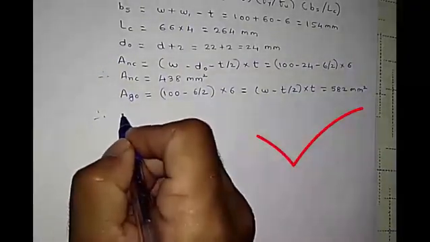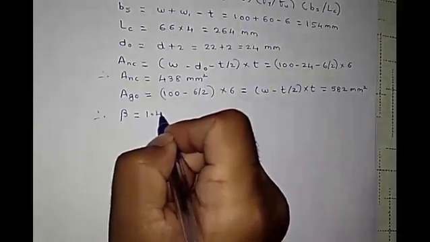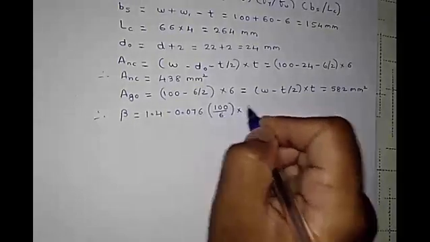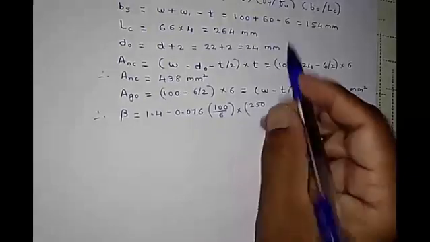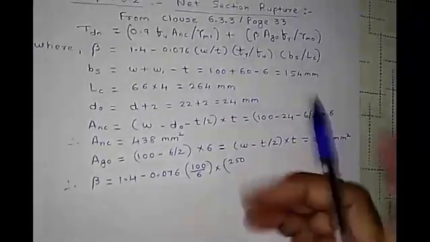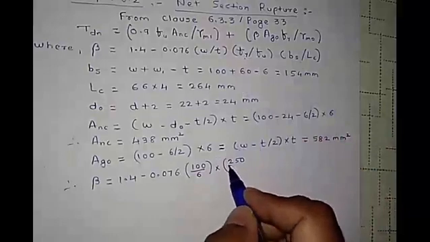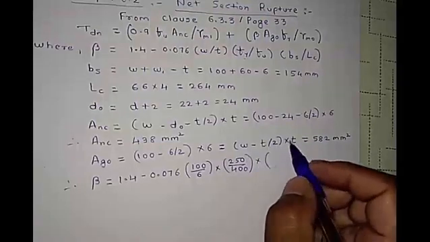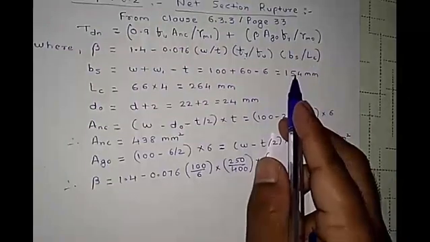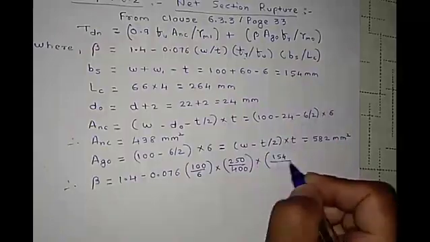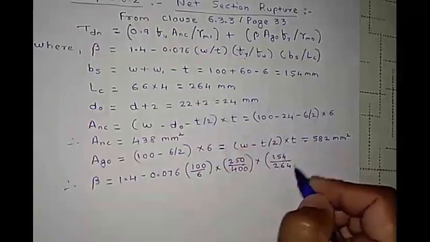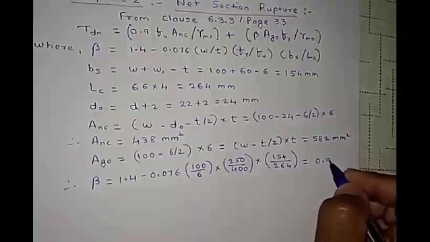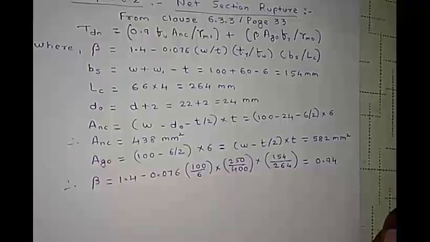So now we got all the things, and therefore we can calculate beta, which is equals to 1.4 minus 0.076 into W by T, that is 100 by 6, multiplied by Fy by Fu. We got this Fy by Fu, so this is 250 divided by 400 and multiplied by Bs by Lc. So we got here 154 divided by Lc, we got 264. So if you calculate here, you will get it around 0.94.